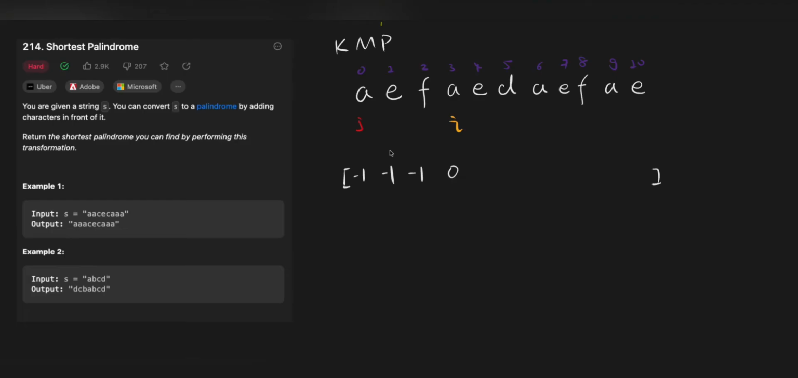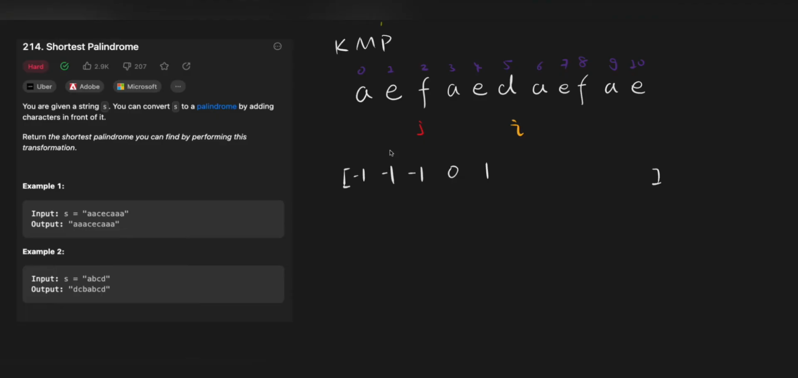Move both of them to the next one, and we can see they're still the same, right? So since they're the same, we mark it with j's position, which is 1. And now we continue moving them. Next, we found that they're not the same this time. So what we do is move j back toward the beginning, because the pattern didn't go on at this point.